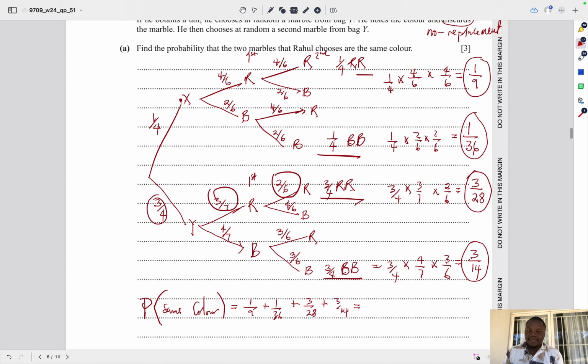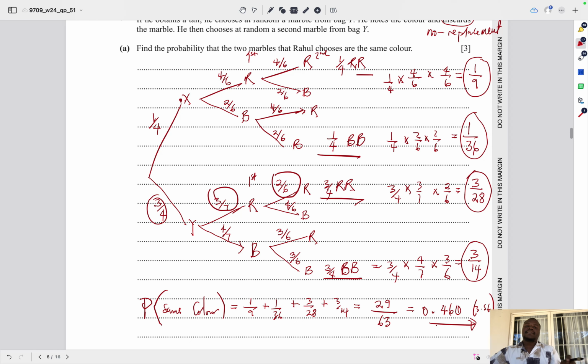So the answer gives us 29 over 63, which if you want you can write as a decimal to give you 0.460 to 3 significant figures. So this is how we answer this question here.